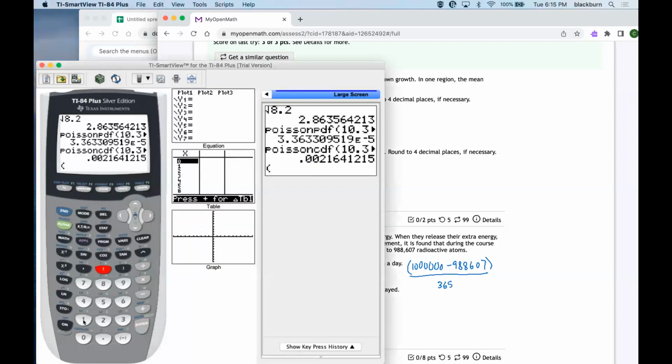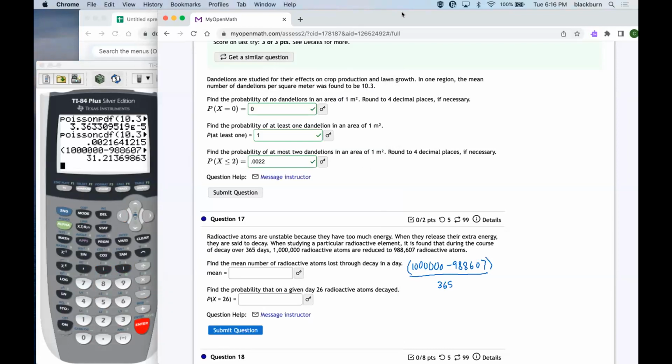So let's see, 1 million minus 988,607 divided by 365. So the mean number of atoms lost a day is 31.